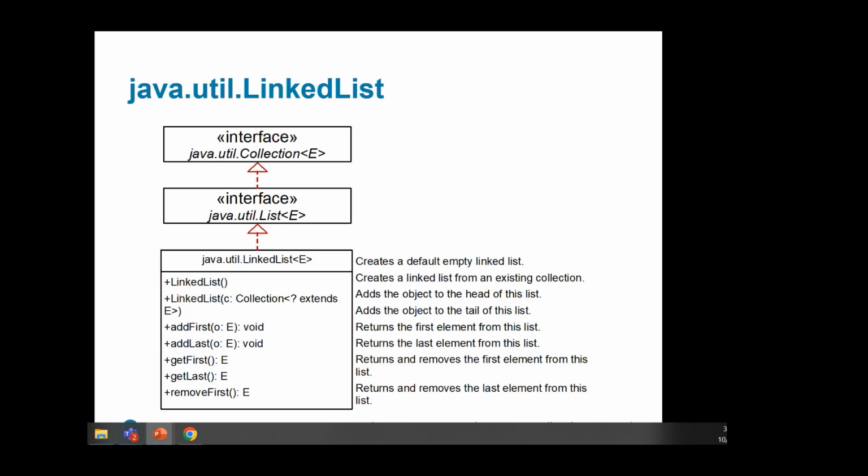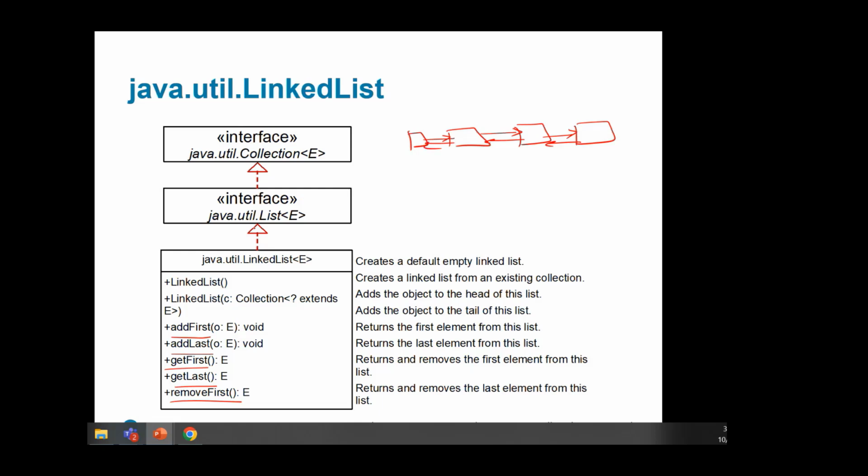And if we have linked list, then these are some additional functionalities that we have. We can add first, add last, get first, get last, remove first. Get the first element of the list, get the last element. Now, how can we get the last element so quickly? Because the linked list they are using here is actually a doubly linked list. So you always have a pointer to the first element and also to the last element.